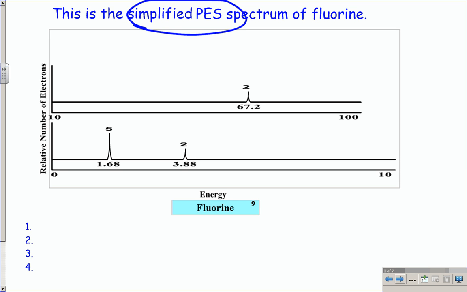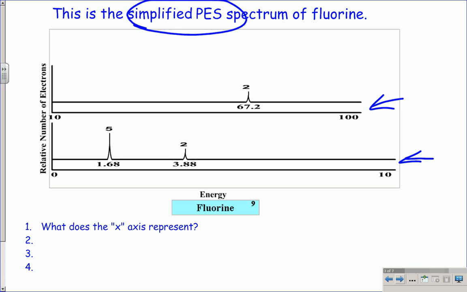Now, a couple things that you should understand about this spectrum you're looking at. First, let's take a quick look at the x-axis. The x-axis in this case is energy. So it stands for our binding energy. Now, it's kind of a goofy axis because if you notice, it starts out 0 to 10 on this first level, and then it ends up going from 10 to 100 on the second level. So we have two different x-axes and two different scales on the same x-axis here.